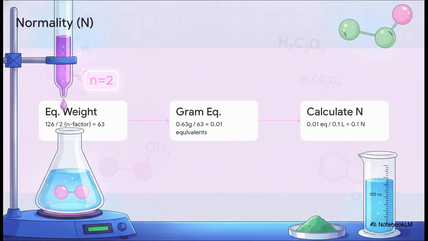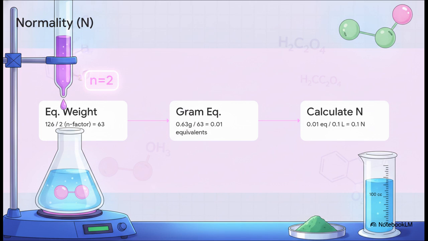Let's try it out. Find the normality of 0.63 grams of oxalic acid dissolved in 100 cubic centimeters of water. Oxalic acid has a molecular mass of 126, and its N factor is 2 because it has 2 replaceable hydrogen ions. Step 1. The equivalent weight is 126 divided by 2, giving us 63. Step 2. Gram equivalents equal our given mass, 0.63, divided by that 63, which is 0.01. Step 3. Normality is 0.01 equivalents divided by our volume in liters, which is 0.1. The result is 0.1 N.